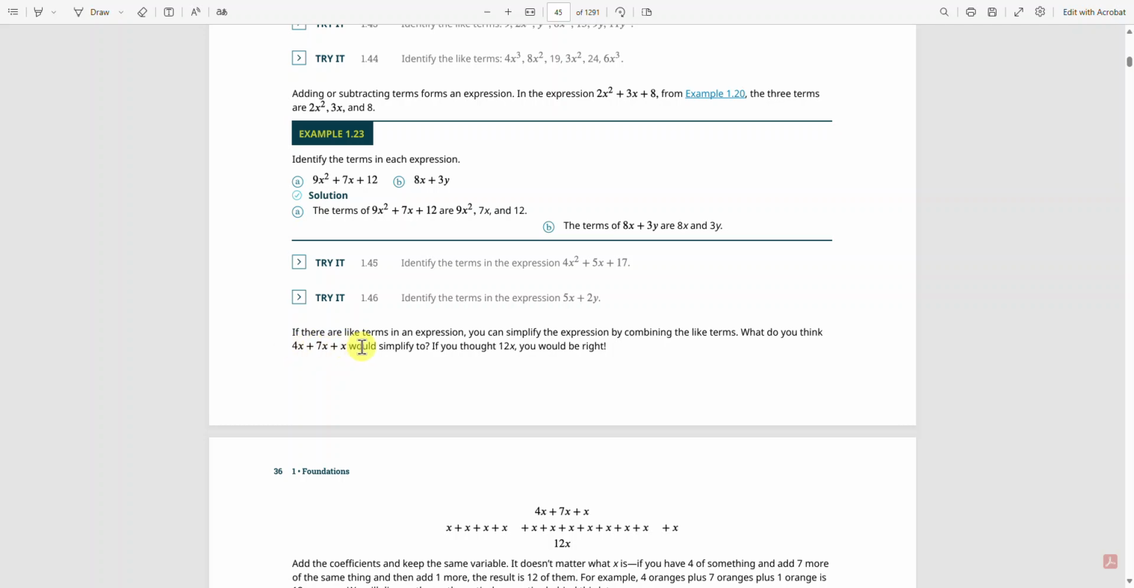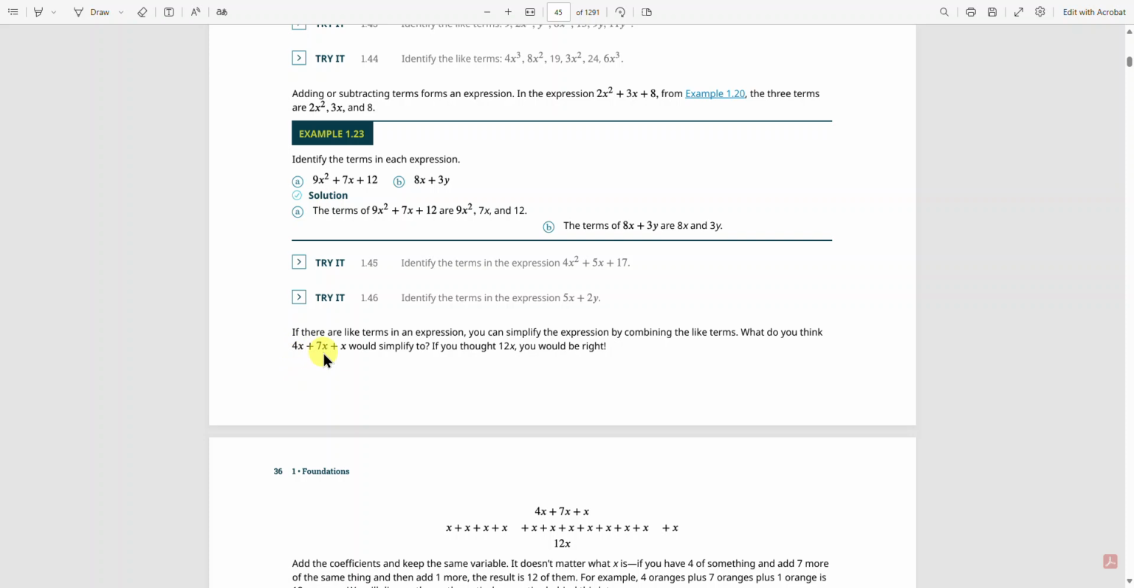So we have this expression. We've got three terms. 4x is one term, 7x is another term, x is a third term. Three terms in this expression. We notice that the variables are the same for all three terms: 4 times x, 7 times x, and x, or 1 times x. We also see that the exponents of those variables are all the same. So these are all like terms. 4x, 7x, and x are all like terms.